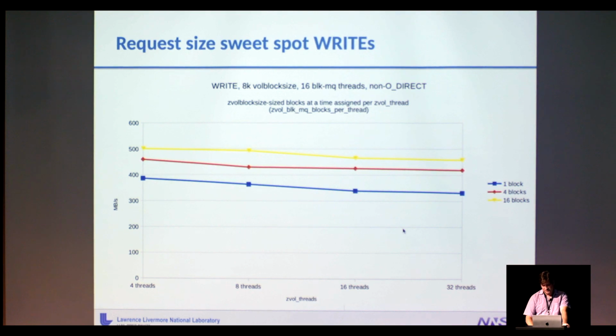For writes, you see the same thing. These are non-O-direct writes. You get a lot more performance with requesting 16 blocks versus 1 block. Consequently, you get better performance with fewer ZVOL threads. So that might also be something you want to tune when you're doing benchmarking.